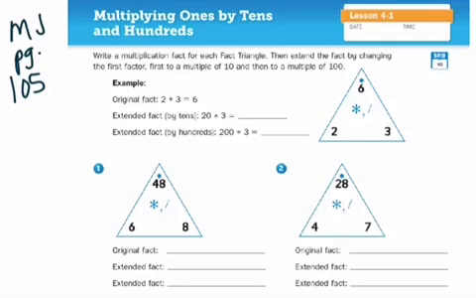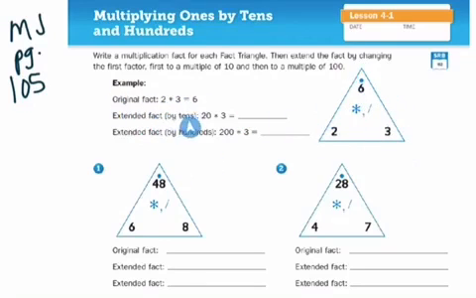So when you look in your math journal at page 105, here's what you'll be seeing. Let's talk these through. So we're coming up with the rule for multiplying ones by tens and hundreds, okay? This first page is about multiplying by tens. So here's a fact triangle here. 2 times 3 equals 6, right? So the original fact is 2 times 3 equals 6.